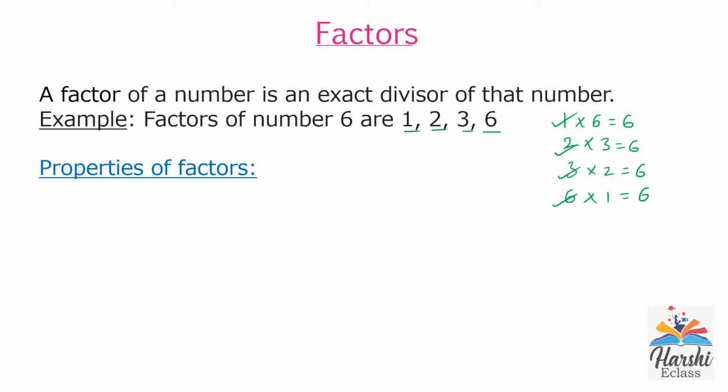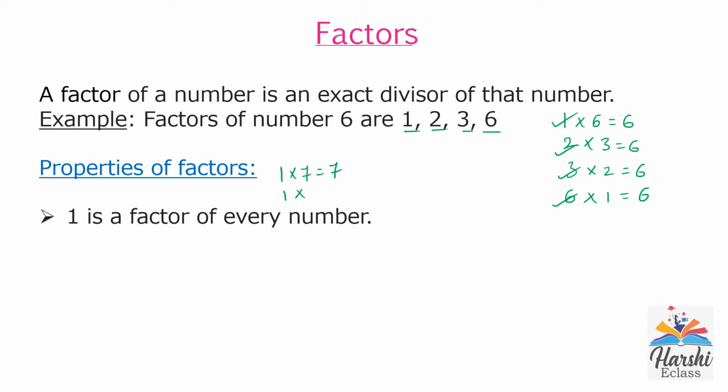There are a few properties of factors. The first one: 1 is a factor of every number. We know that every number is divisible by 1. 7, 1 seven is 7. 12, 1 twelve is 12. In this way, every number is divisible by 1 without leaving any remainder. So, 1 is a factor of every number.